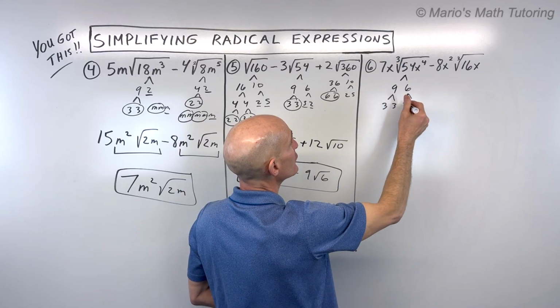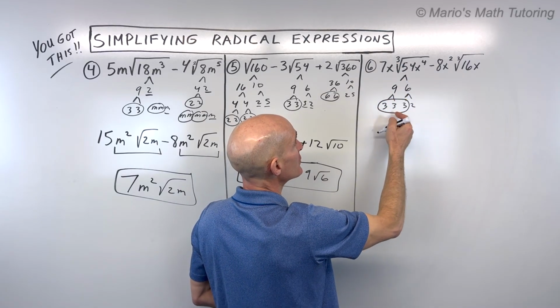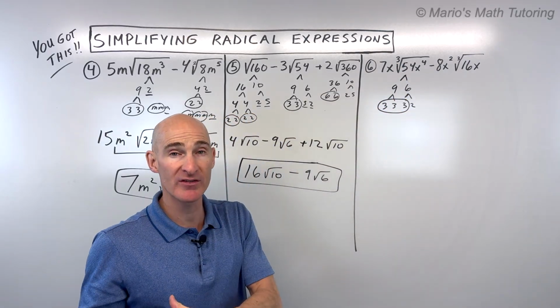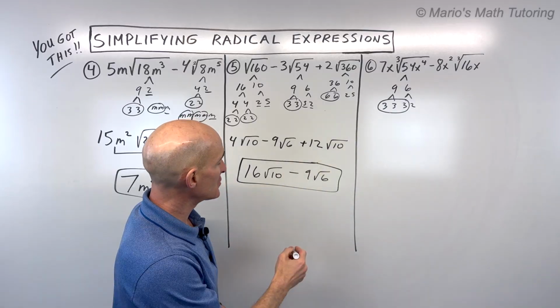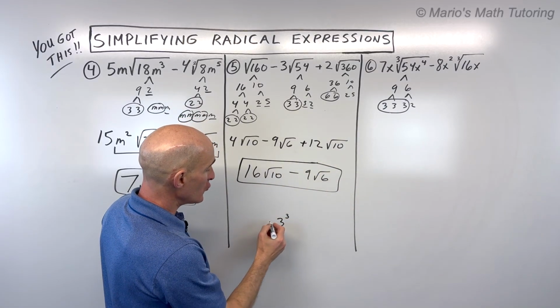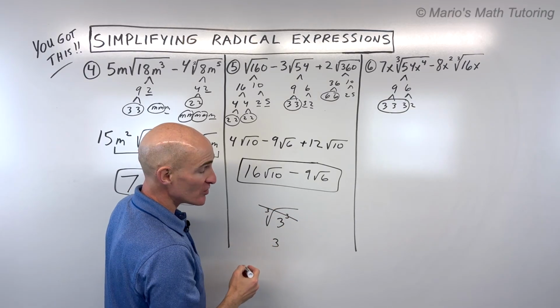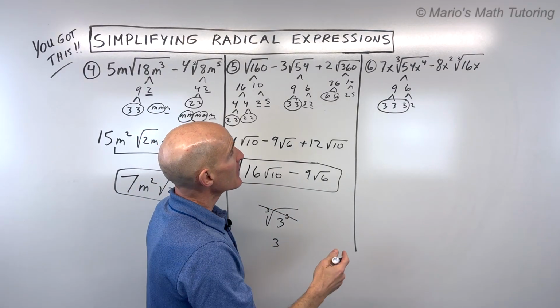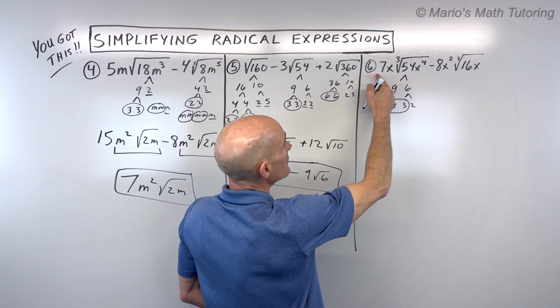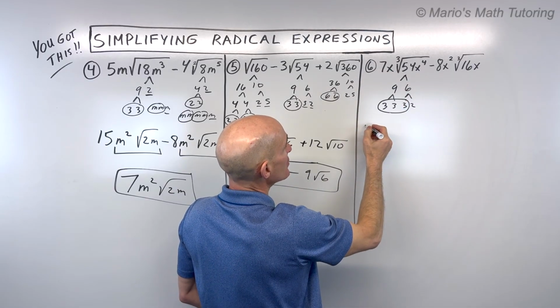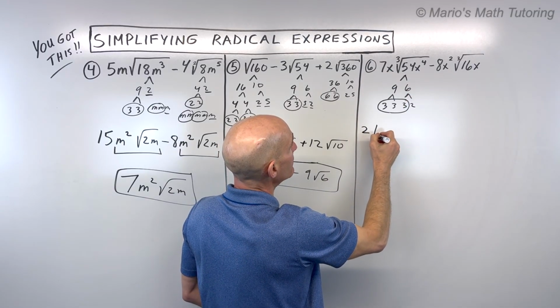Now, cube root, I'm looking for groups of 3 of the same number. It doesn't have to be the number 3, just 3 of the same number. Because remember, this is really like 3 cubed, and the cube root of 3 cubed, see, those are inverses. They undo each other, so you're just getting 3. Okay, and that 3 is going to come out and be multiplied by this 7. See how these are right next to each other? So this is going to be 21.